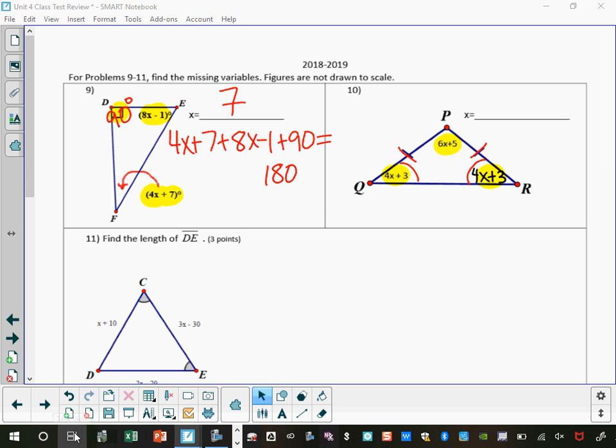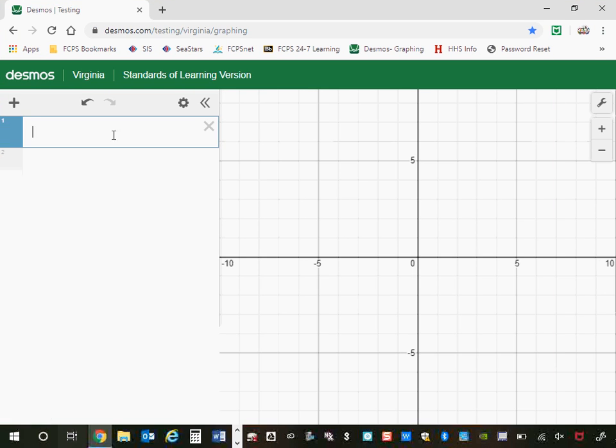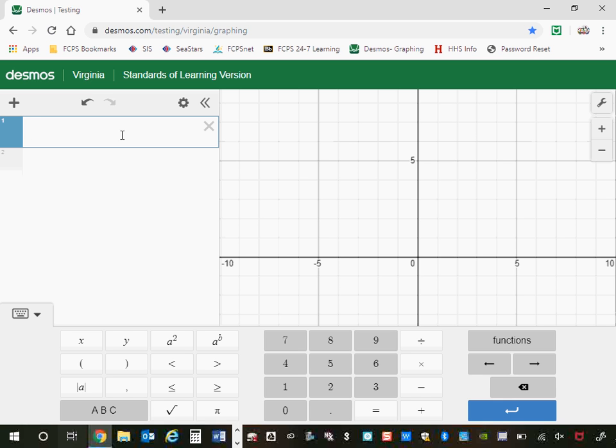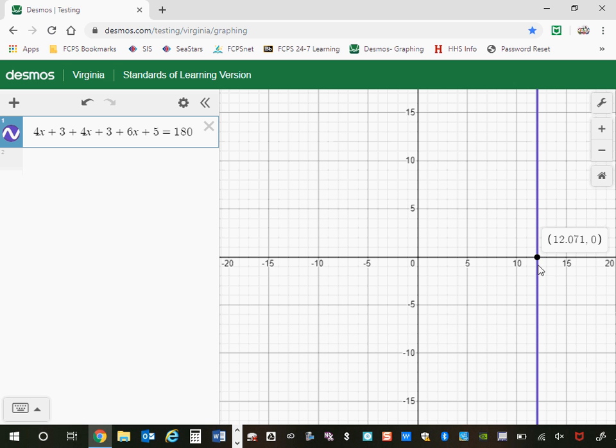So this is a good thing, is that Desmos does not tell you how to do it. Like, you still have to know how to type it in, but it can make your life a whole lot easier. So 4x plus 3 plus 4x plus 3 plus 6x plus 5 is equal to 180. I'm going to zoom out so I can see my x. What do you guys get? Yeah, decimal. Okay, a decimal's fine. What's your decimal? 12.07. Good. You should get 12.071.